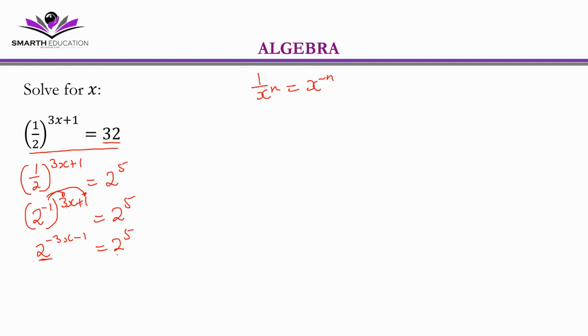Now the bases are the same. We can equate the exponents. So therefore, negative 3x minus 1 is equal to 5. And then we can transpose negative 1 to the right hand side. Negative 3x is equal to 6. Then divide by negative 3. Then x is equal to negative 2. Okay, that's what we're supposed to do there.